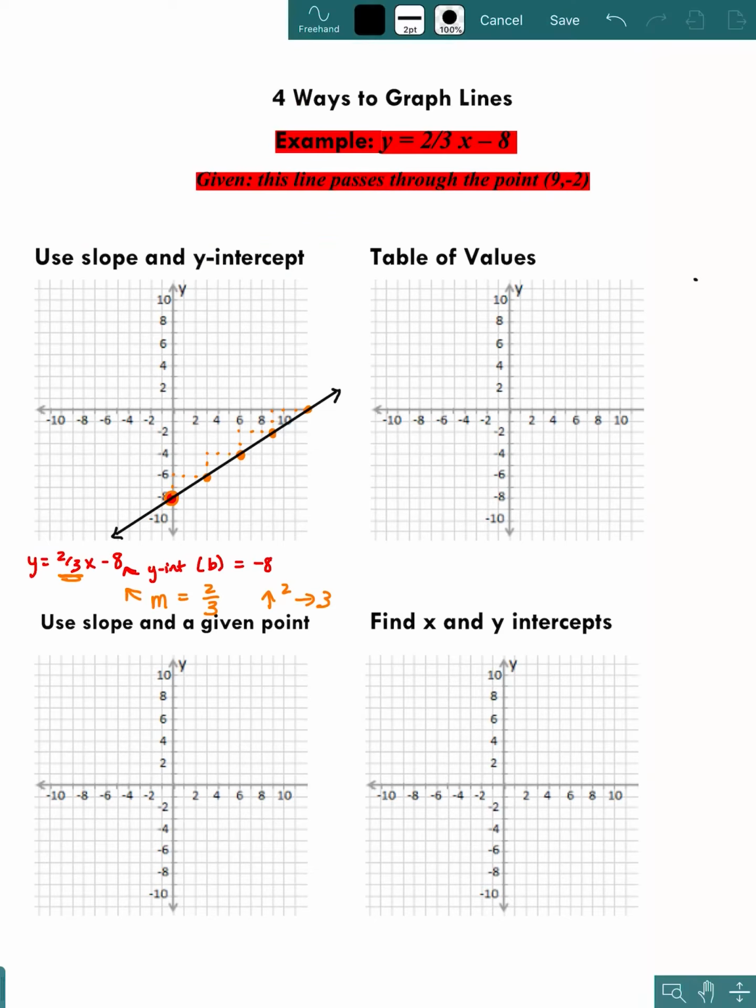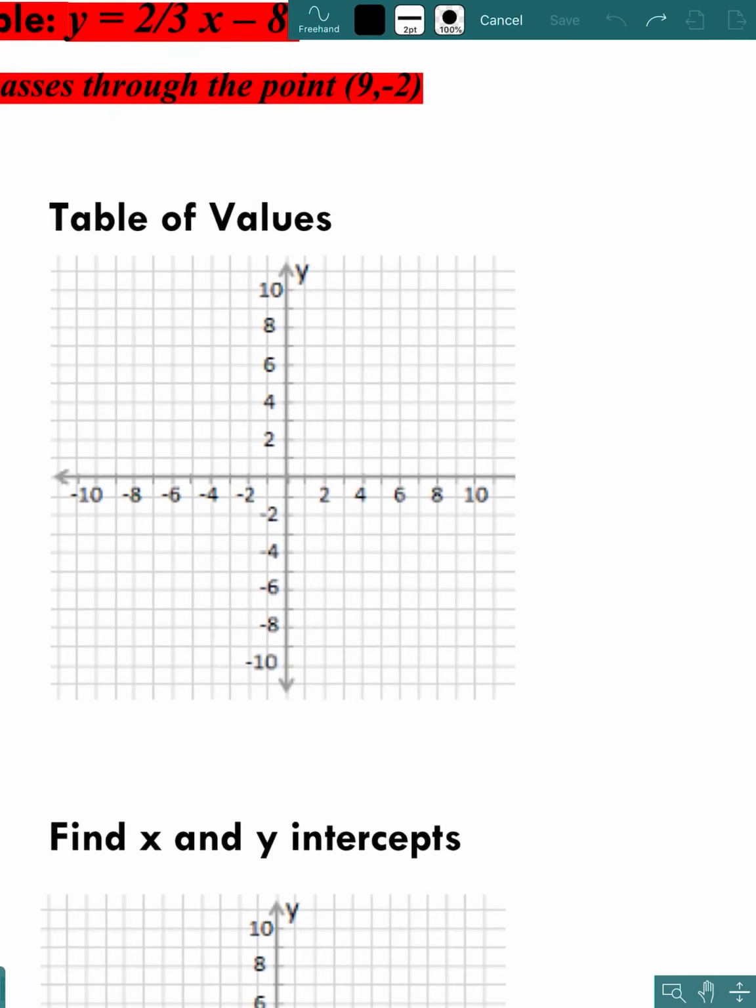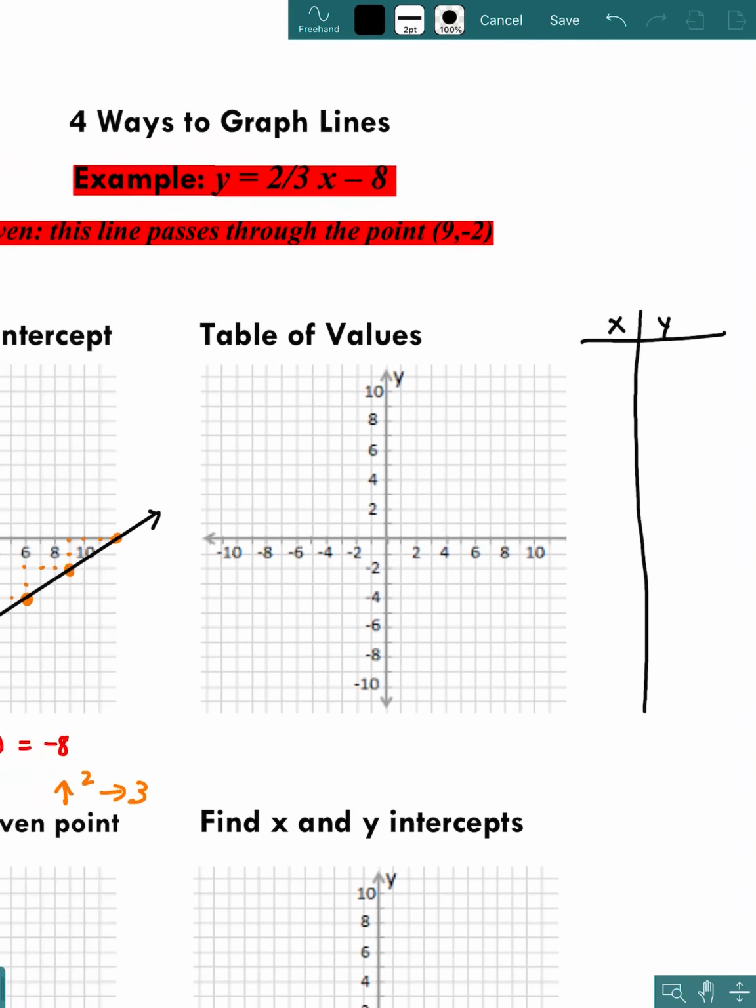Now we could also graph this line by using a table of values. So with a table of values, you make a table. You need x values and you need y values. Now where do these come from? Well, you can choose the x values that you want. Typically, if you look back at your equation, it'll give you some hints, if you look at it carefully, as to what would be some good x values to use.